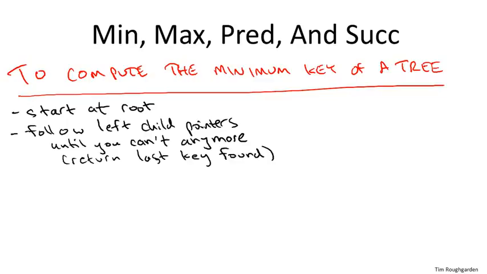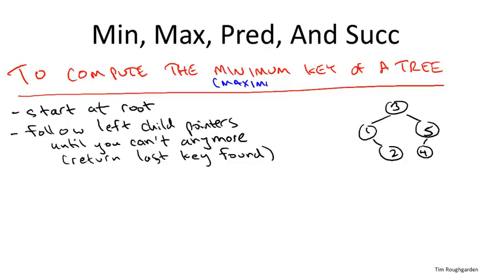So for example, in our running search tree, you'll notice that if we just keep following left child pointers, we'll start at the 3, we'll go to the 1, we'll try to go left from the 1, we'll hit a null pointer, and we return 1. And 1 is indeed the minimum key in this tree. Now, given that we've gone over how to compute the minimum, no prizes to guess how we compute the maximum.